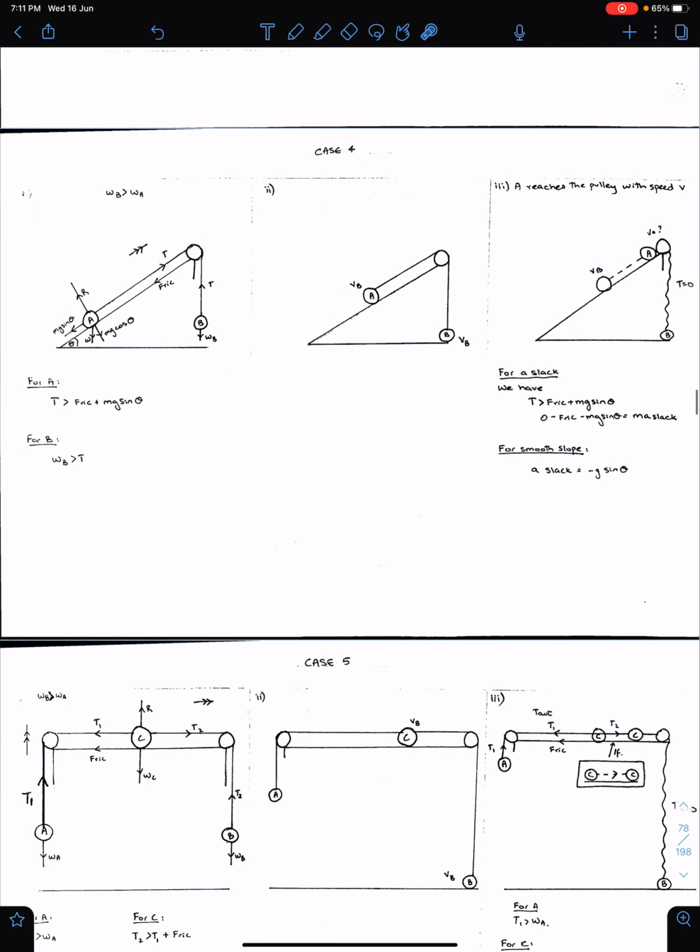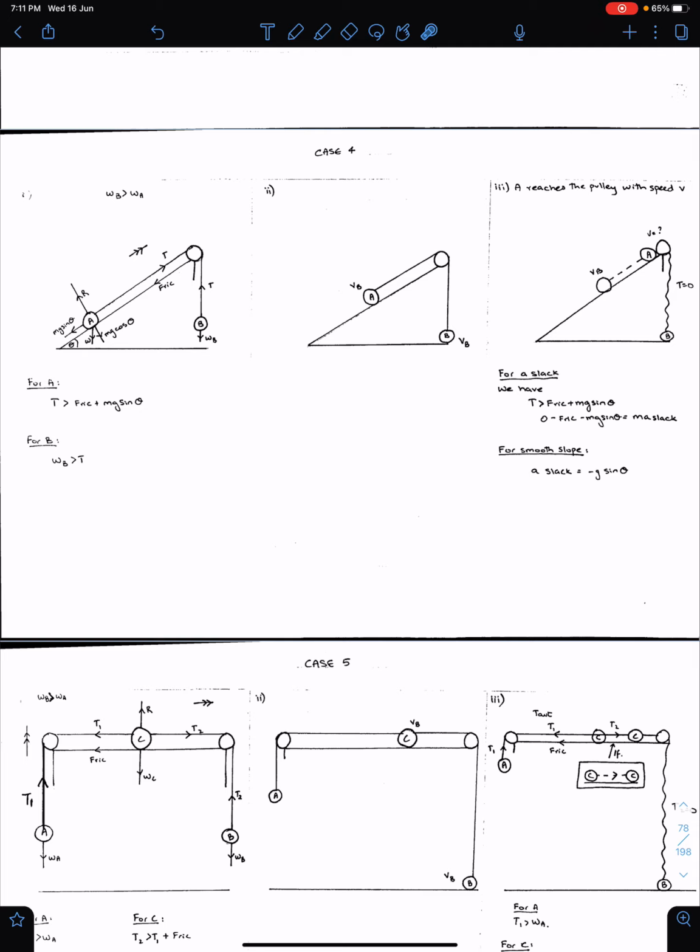Next case, number 4. Now we have one particle on the slope and one particle hung freely in the air. And B is heavier than A. So when you release the system from rest, B hits the ground with the speed VB, and that will be the initial speed of A. You can write this as UA to make it simple.